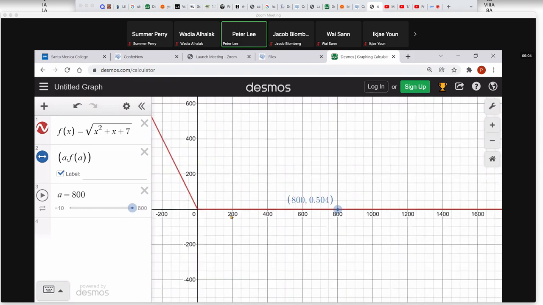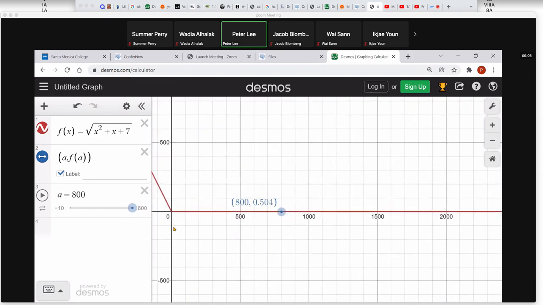So if I magnify this further, how about I make it 2,000? That's what my scale is right now. So 2,000. Okay, let's see. Now it's 2,000 comma 0.502. Okay, so is it going to 0? No, we don't know that.